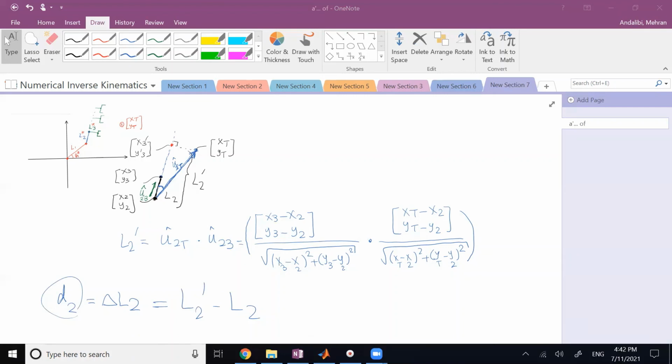Okay, so hopefully now this method is clear to you, and I will see you in the next lecture for another method of numerical inverse kinematics.